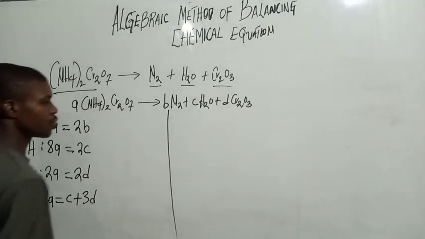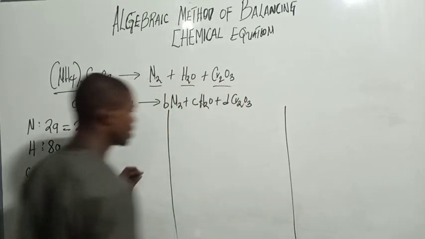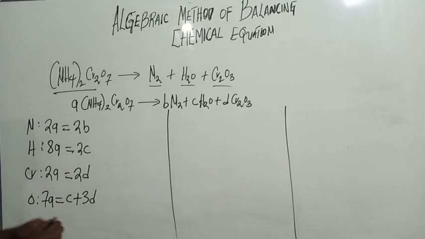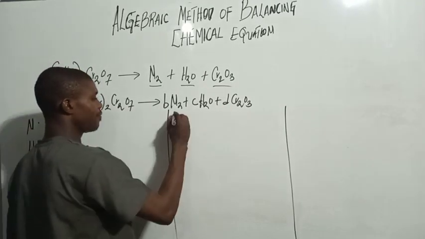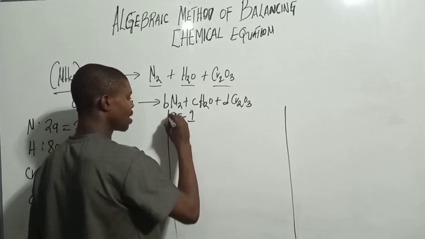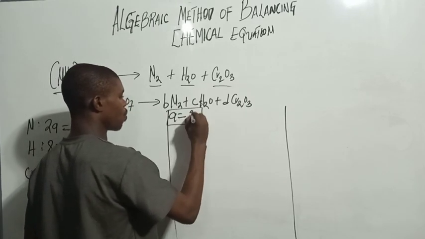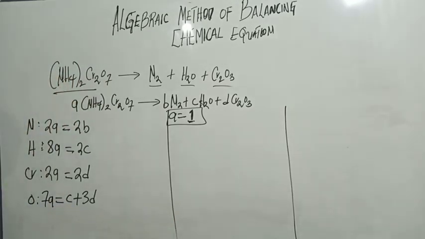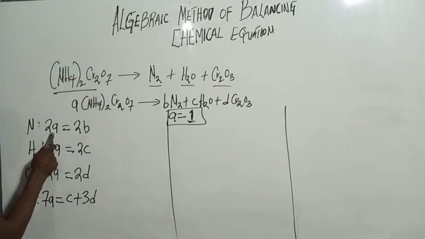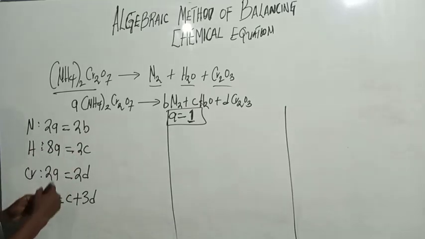The next thing we want to do is to calculate each of them. So we are calculating for A, B, C, and D. But first, you have to equate the first unknown, which is A, to be what? 1. If I equate my first unknown to be 1, it's very easy for me to get the rest. I have 2A equals to 2B. Now I can easily get my B.